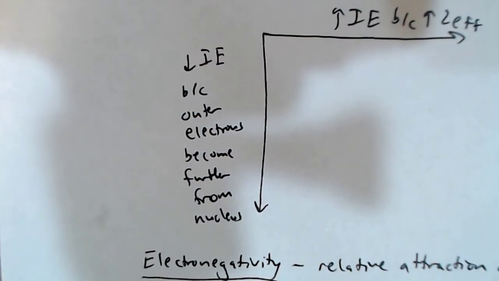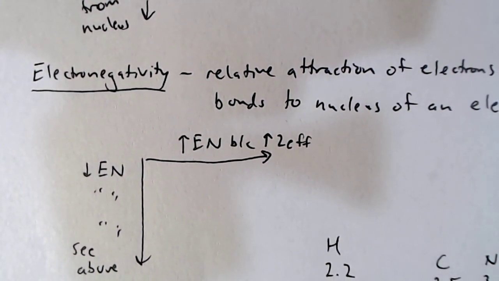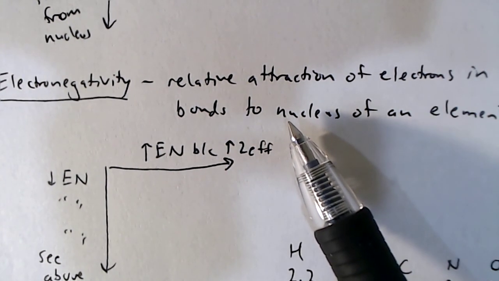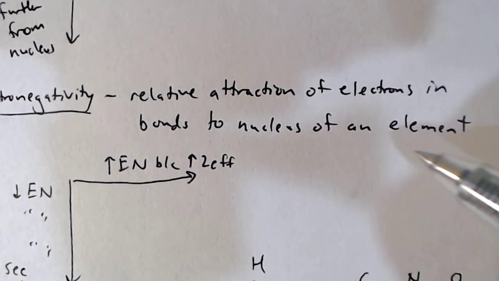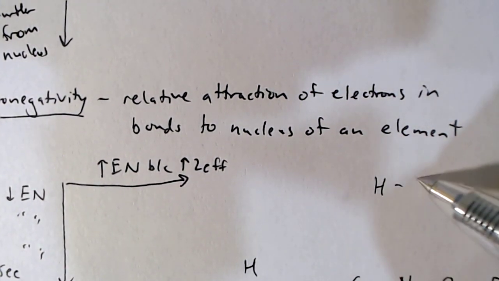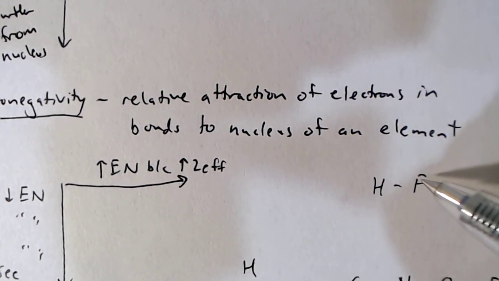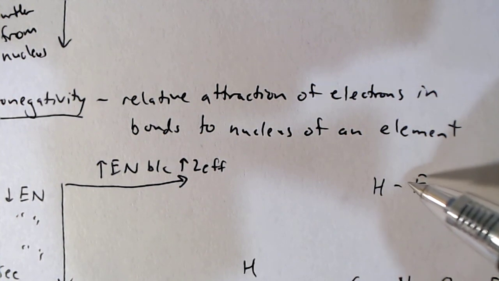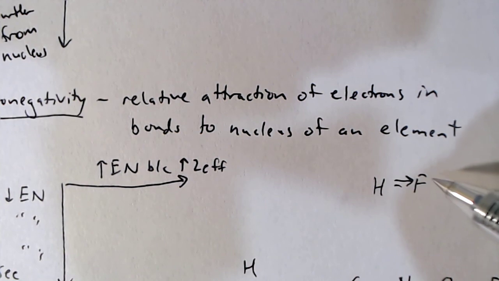All right, and then we have exactly the same trends for electronegativity as we do for ionization energy. Electronegativity describes the relative attraction of electrons that are in bonds to the nucleus of an element. So later on, we might take a look at a bond between hydrogen and fluorine, and we'd say, oh, fluorine has overall a greater effective nuclear charge, and so the electrons in this bond are not shared equally between them, but will hang out more towards the fluorine.